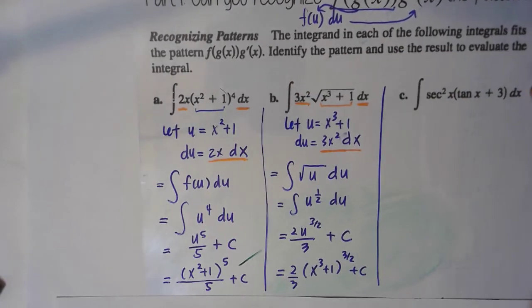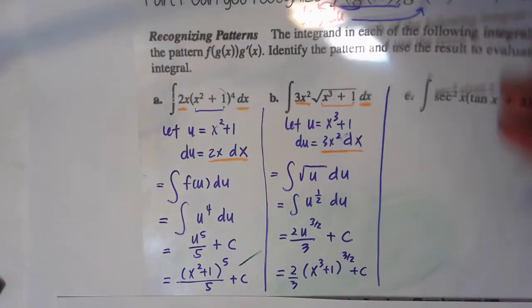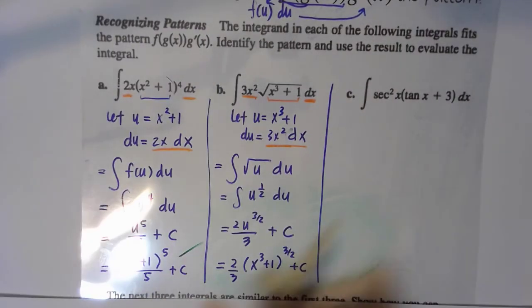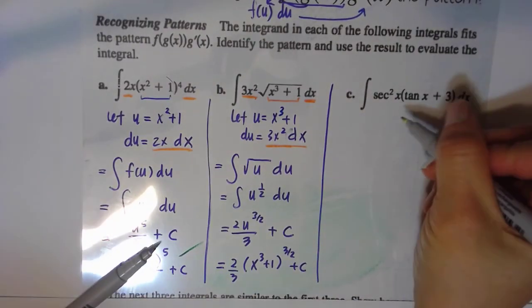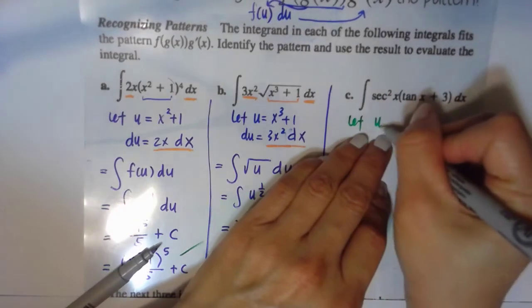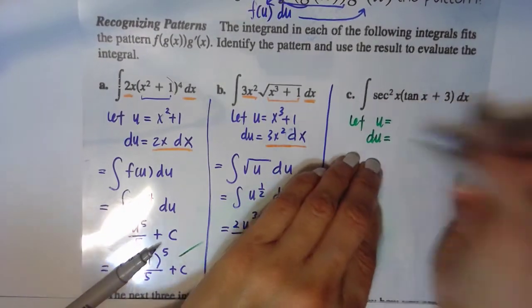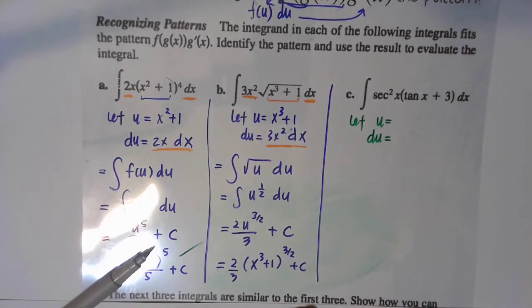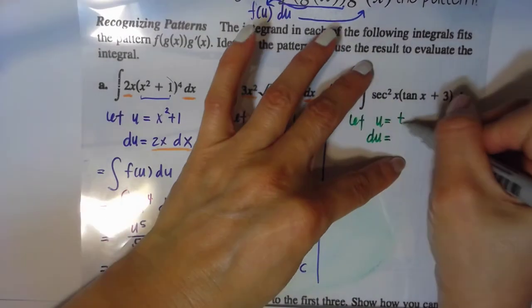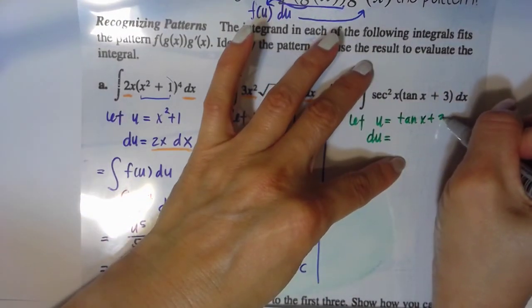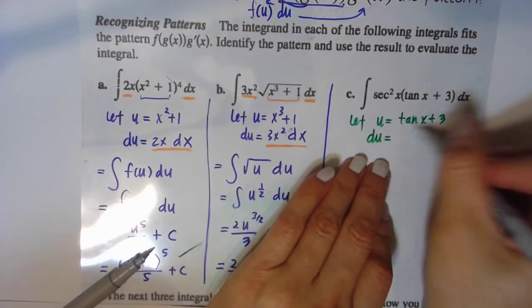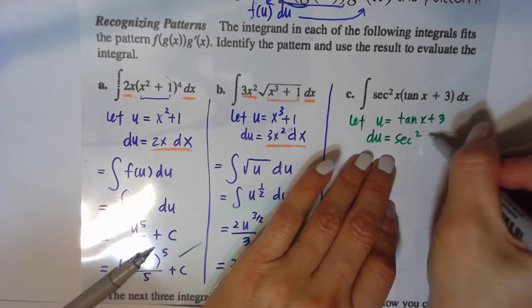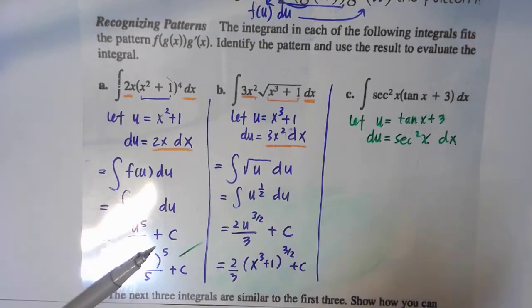Stop the video and make sure you can do c on your own. Try c on your own. Go ahead and do that. Let u equal what? Welcome back. Which one did you let u equal? Check your integral sheets, and I hope you did tangent x plus 3, because the derivative of tangent x is secant squared x dx.